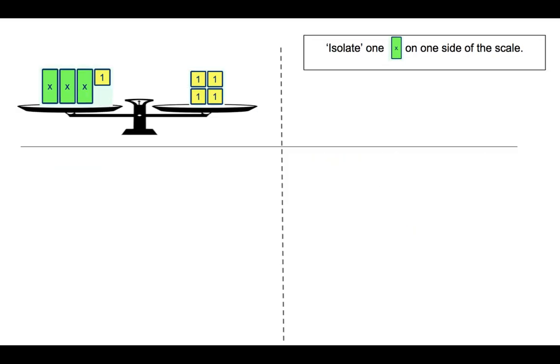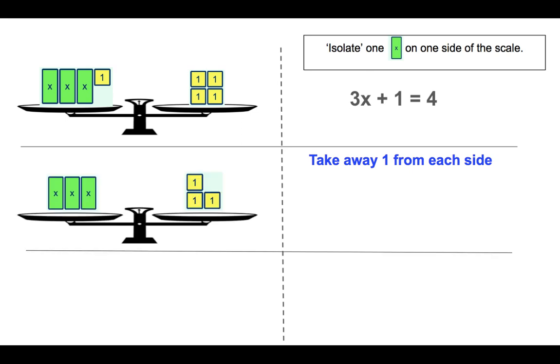Let's look at another example. This time I have 3x's plus 1, and that equals 4. Again, we want to isolate, so we have just one x on one side of the scale. So this time I'm going to subtract 1 from each side. And when I do that, I end up with 3 x's on the left side and 3 1's on the right side. So we subtract 1 from each side, and I get 3x equals, and the difference between 4 and 1 is 3.